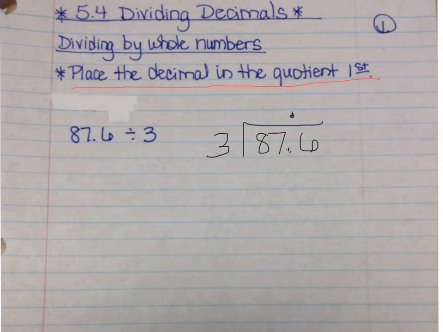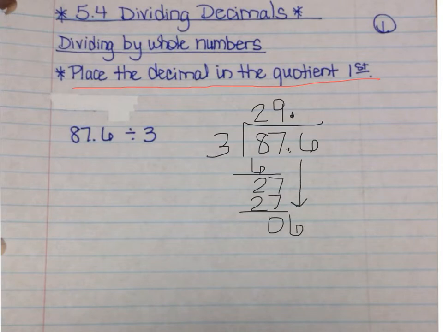So 3 goes into 8 2 times. That's 6. Then we'll subtract. Then we have 27. 3 goes into 27 9 times evenly. So we have 27. And that is subtracted 0. We'll bring down the 6. So 3 goes into 6 2 times evenly. So our answer is 29.2. Okay, fairly straightforward there. All right, okay, we're going to try box number 2.